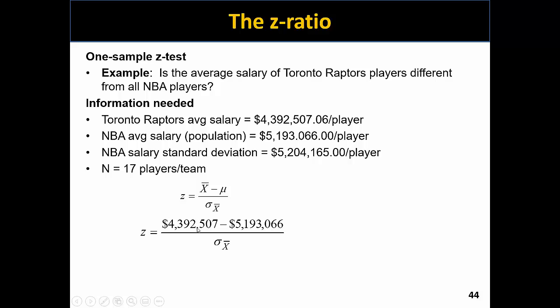4,392,000. This should be a comma. Subtract the average NBA salary. But notice our denominator, we still have our symbol. So we need to calculate this value from the standard deviation and the number of players per team. This is a formula we saw a little bit earlier, where we take that standard deviation and divide it by the square root of the sample size. And the sample size is 17 players per team. We get the standard error of the mean for this population to be over $1.2 million.